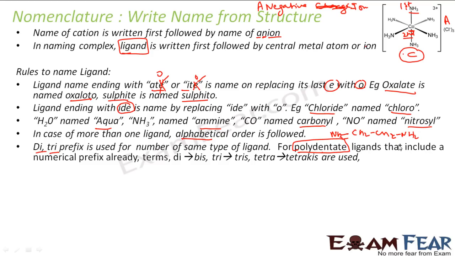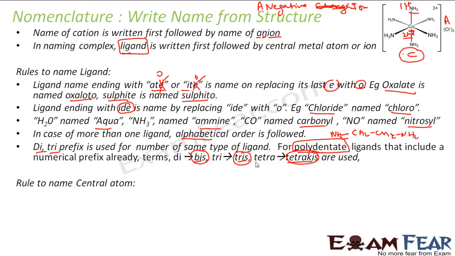Okay, so for this kind of ligands, we use this term. Instead of di, we use bis. Instead of tri, we use tris. Instead of tetra, we use tetrakis. I mean, bis is nothing but bi plus s, tris is tri plus s, tetrakis is tetrakis plus s, like that. So instead of bi, tri, tetra, we use bis, tris, and tetrakis for polydentate ligands.